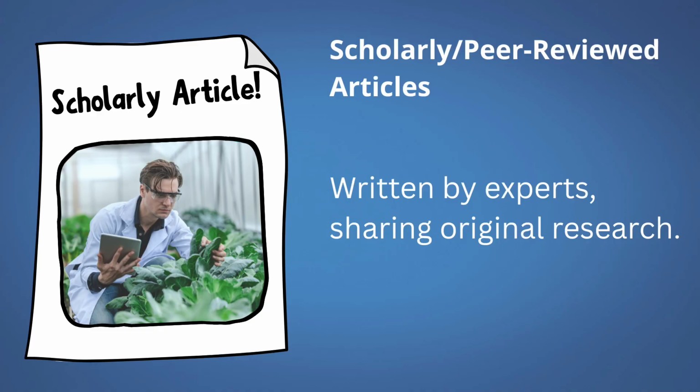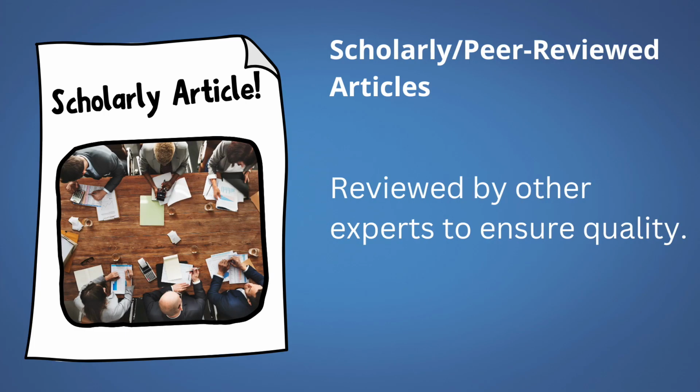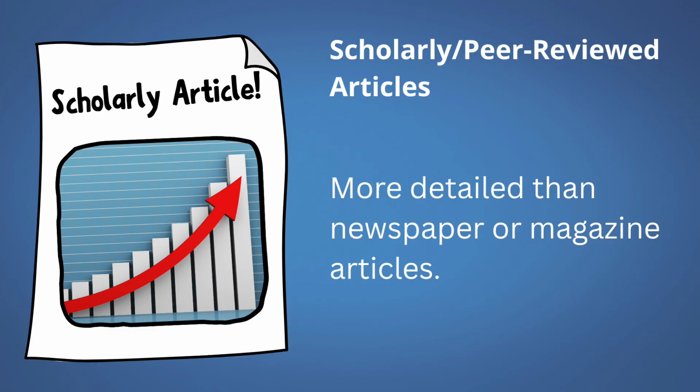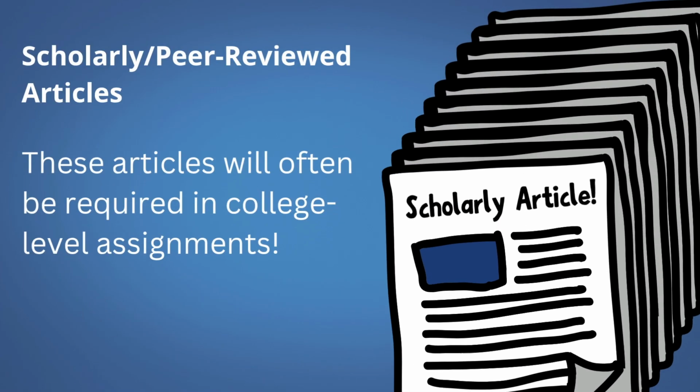These articles are written by researchers or experts in a subject area and are reviewed by other experts before they're published. That review process, called peer review, helps make sure the information is accurate and reliable. Scholarly articles are usually more detailed than news or magazine articles. They're a great choice when you need strong evidence to back up your points in a research paper. Some instructors will even require you to use them.